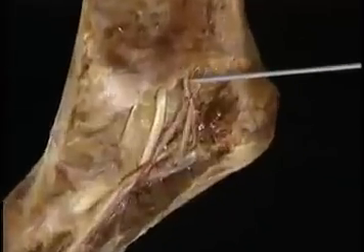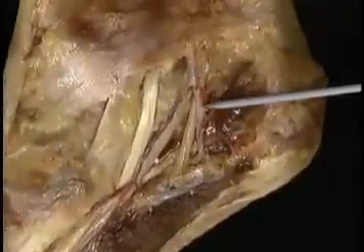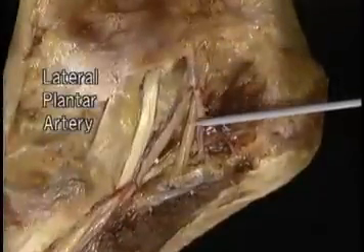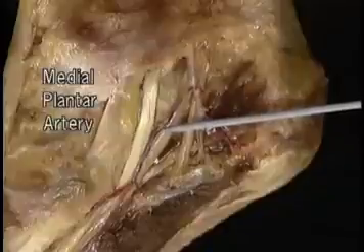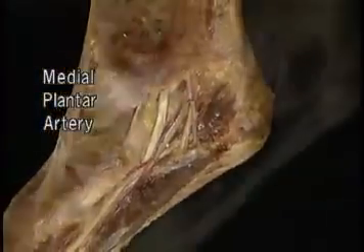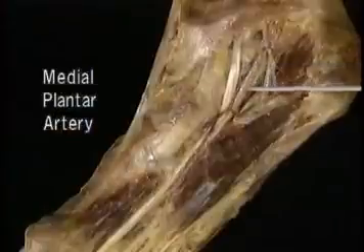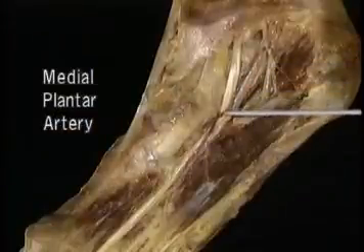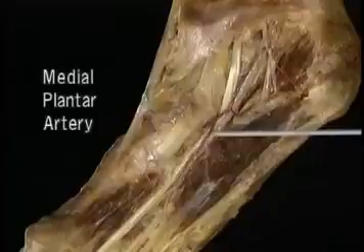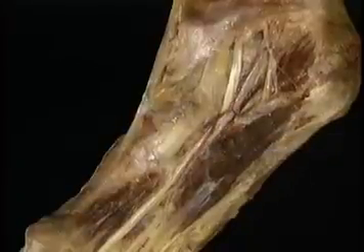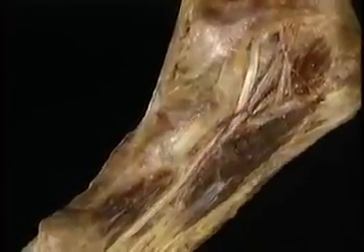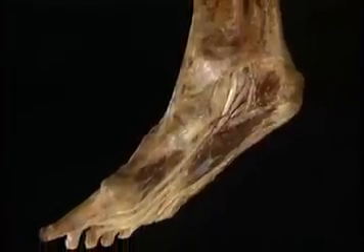This is the distal end of the posterior tibial artery. This is the lateral plantar artery. This is the medial plantar artery. The medial plantar artery is usually the smaller of the two. It crosses over the tendons of the two long toe flexors and runs along the medial side of the foot. Its branches supply the adjoining muscles and the underside of the big toe.